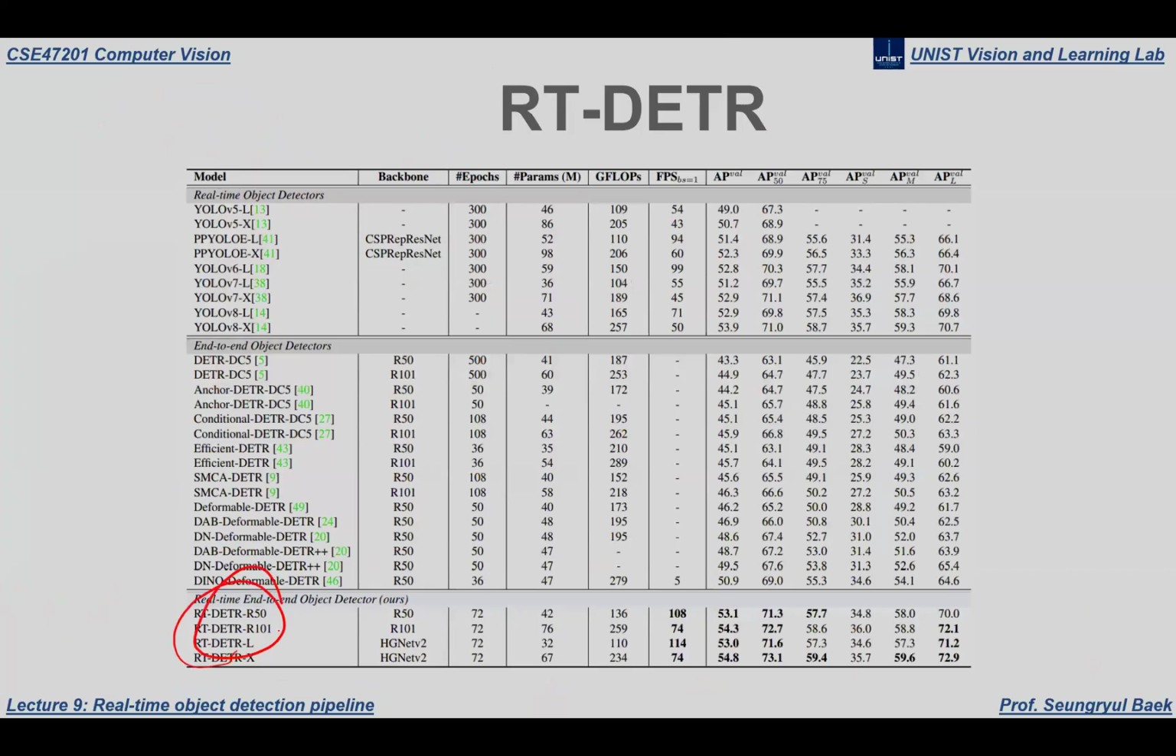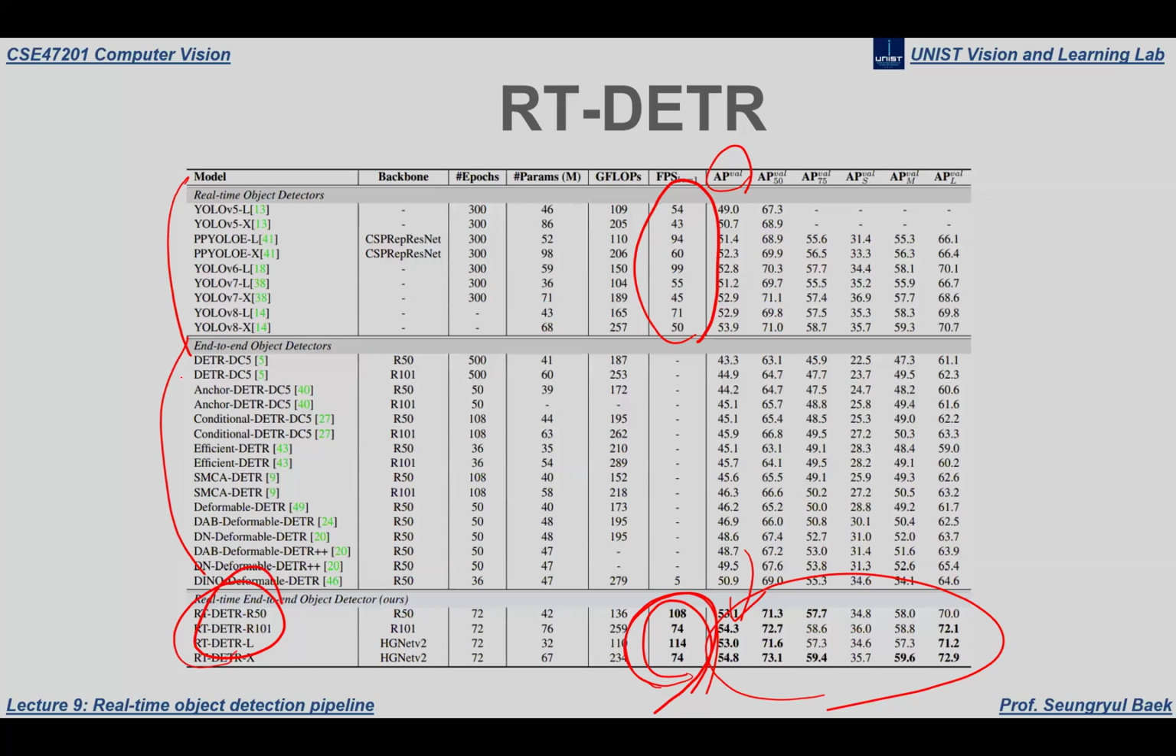And this is the real-time RT-DETR, and you can see their FPS, frames per second, is very high, even compared to the YOLO algorithms. This algorithm is very fast. And at the same time, their accuracy, this is the mean accuracy, is even higher than the DETR variants. So this is the original DETR, but these are some other DETR variants which advance DETR in many aspects. Even compared to those DETR variants, this RT-DETR is very fast and very robust.